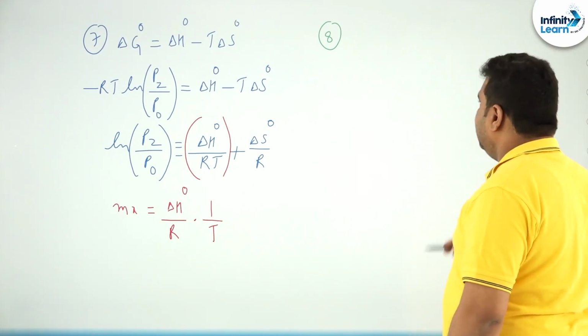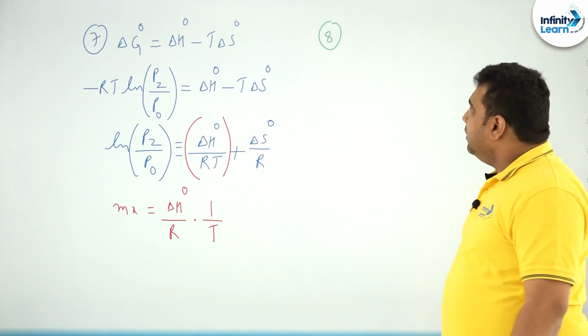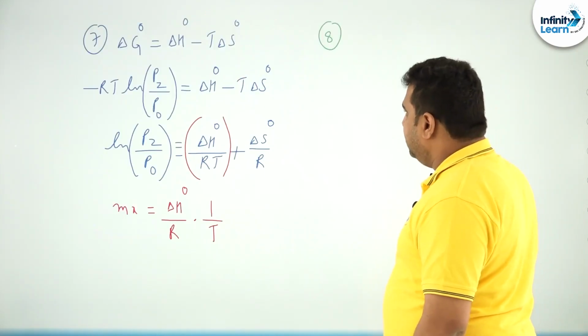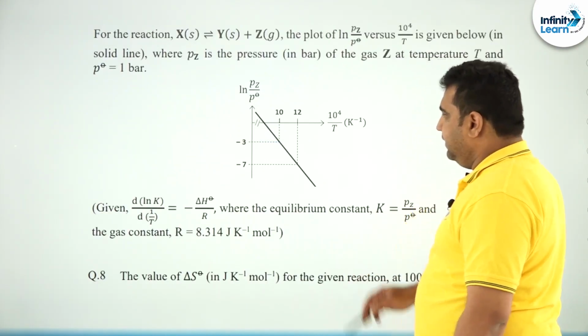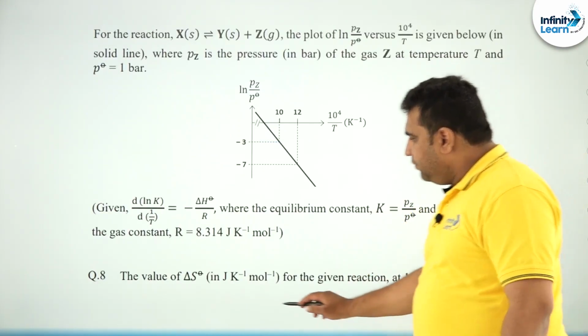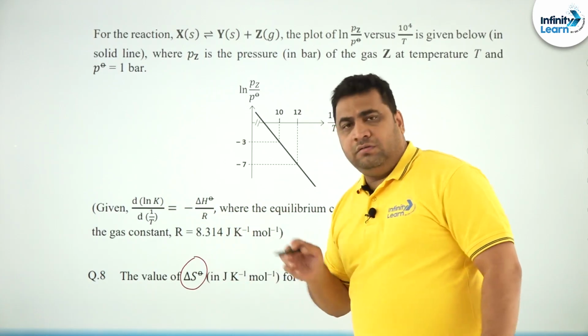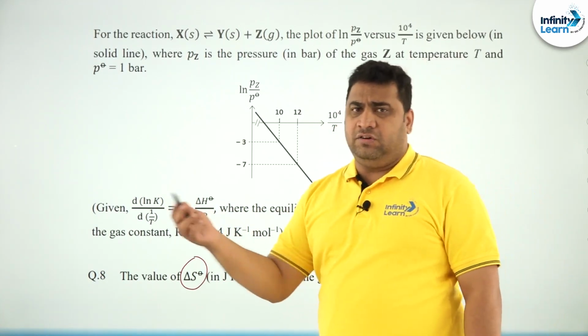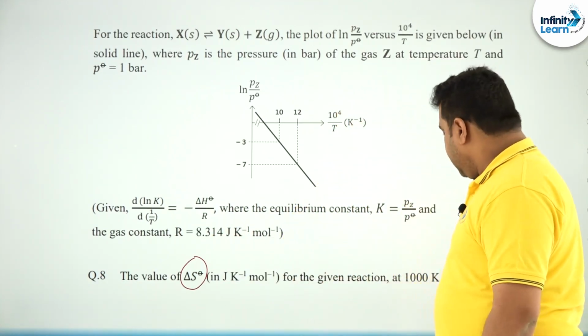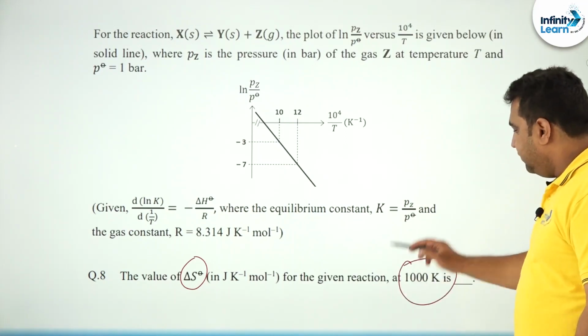Now coming to question number 8. Question number 8 is slightly tricky. So what is question number 8 saying? Yeah, here is 8. The value of delta S naught: once you get delta H naught, you can get delta S naught easily, but he gave a condition here at 1000 Kelvin.